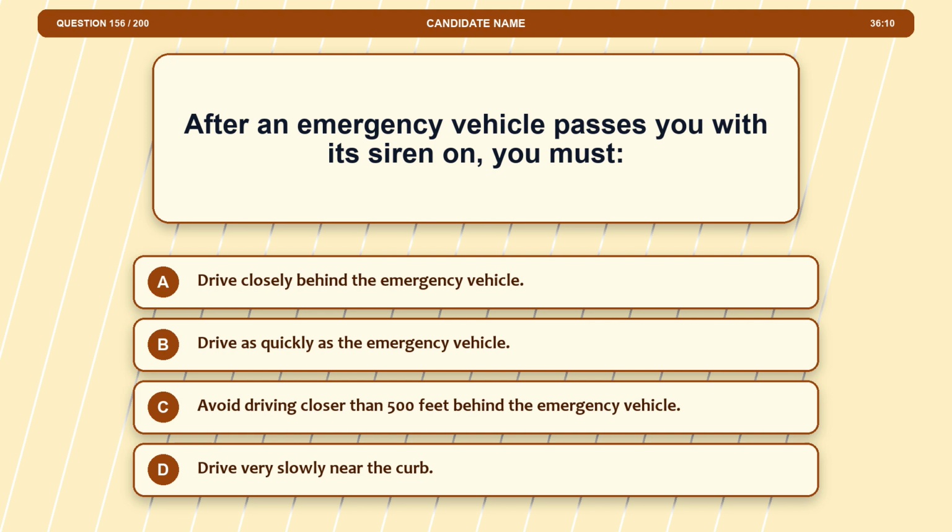Question 156. After an emergency vehicle passes you with its siren on, you must: Option A. Drive closely behind the emergency vehicle. Option B. Drive as quickly as the emergency vehicle. Option C. Avoid driving closer than 500 feet behind the emergency vehicle. Option D. Drive very slowly near the curb.